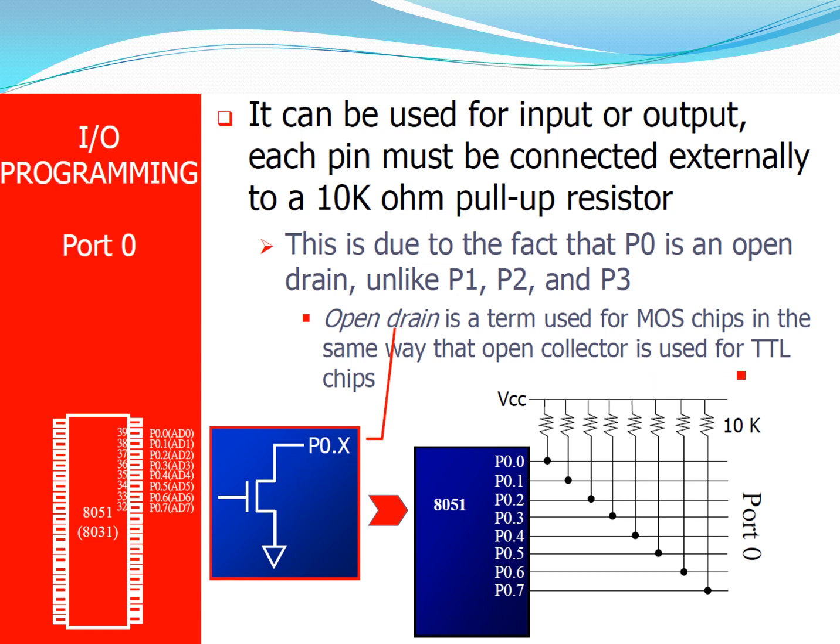If it is a TTL chip, then this becomes a transistor. So this is the emitter terminal, base terminal, and collector terminal. In the case of TTL chips, it is open collector. In the case of MOS chips, it is open drain. Hence we must connect an external pull-up resistor to all the pins of port 0. Here you can see all the port 0 pins, from P0.0 to P0.7, are connected to external pull-up resistors.